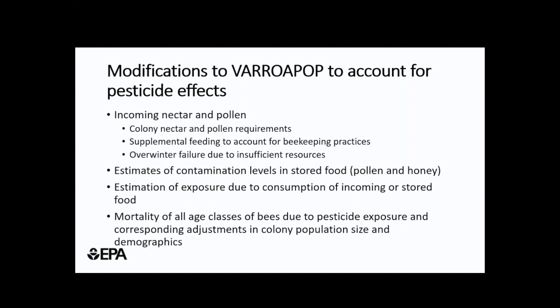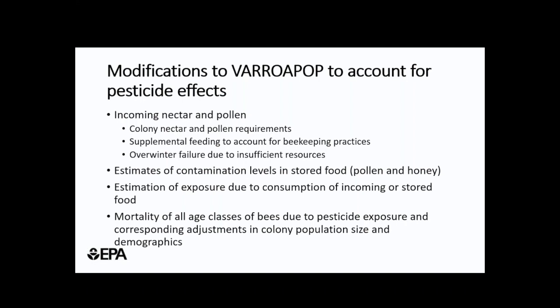of Research and Development. This pesticide module essentially accounts for incoming pollen and nectar that are contaminated with a pesticide that's being assessed, and it accounts for essentially the nectar and pollen requirements of a colony on any given day, and then those resources are either consumed or they're stored depending upon essentially how many mouths there are to feed and how much they need to eat. And that's all tied to the BREX intake rates that Tom and Keith both talked about.